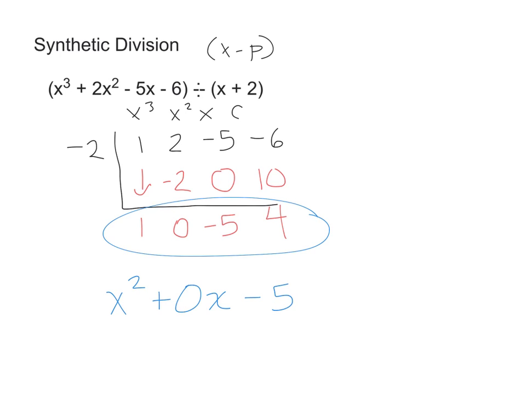So I'm going to write that like this, plus 4 over x plus 2. That's the answer. When I actually write out my answer, I'm not usually going to put that 0x in there, but I just want to show you what that 0 does. It's the x's. So I would just write it as x squared minus 5 plus 4 over x plus 2. That's how I would actually write it.